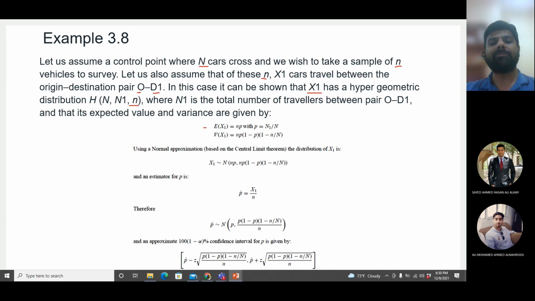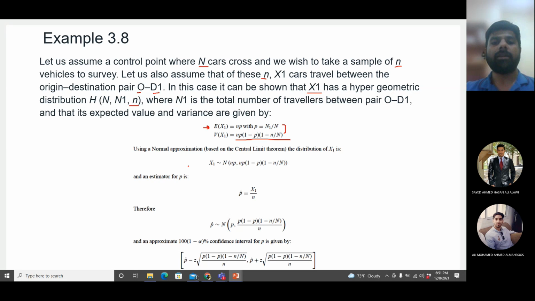So the expected value of x1 according to geometric distribution is this, n into p, where small n is the sample size and p is the actual number of travelers between these two areas divided by the total number of cars crossing the station. And the variance of x1 is again equal to this, and both of these are coming from the geometric distribution equations from the last topic.